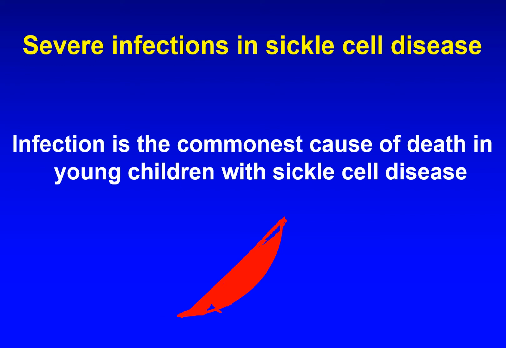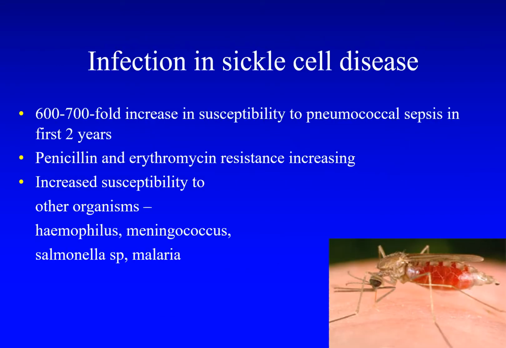Children with sickle cell disease can get severe infection. They are hyposplenic, definitely by the age of 5, and it is the most common cause of death of young children with sickle cell disease. Definitely in Africa, malaria is the most common cause of death in children with sickle cell disease, because malaria does not protect you if you are homozygous for sickle cell disease.